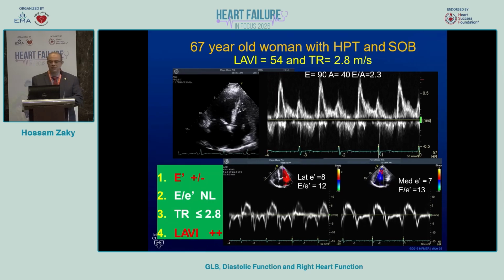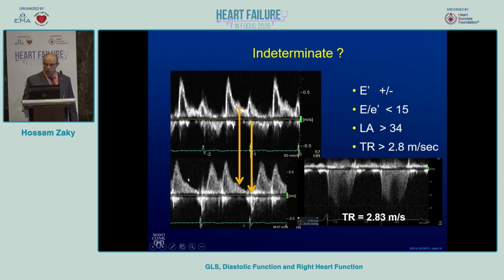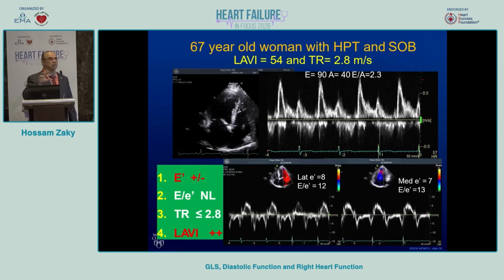Another patient, a 67-year-old woman with hypertension and shortness of breath. Her left atrial volume index is 54, TR is 2.8 meters per second. Her E is 90, her A is 40, so her EA ratio is 2. This is high. Her E/E prime ratio here is calculated to be 12 and 13, so this is normal. TR is not more than 2.8, but the atrium is big, so we have 2 out of 2 positive. Here, you cannot draw a conclusion that this is normal or abnormal. This is in the gray zone, where you have to use the other tools.